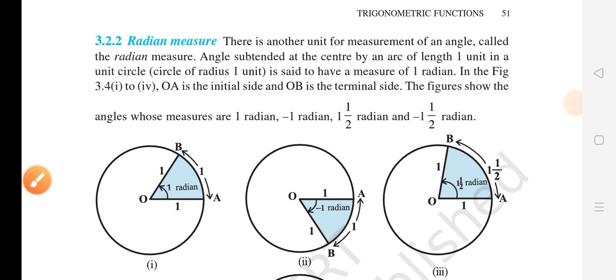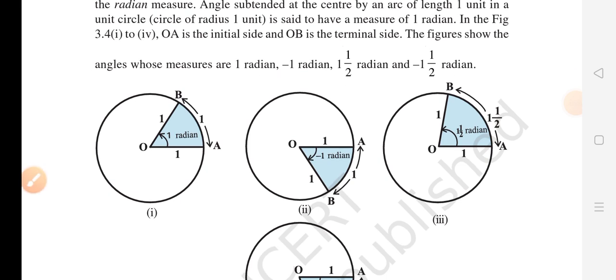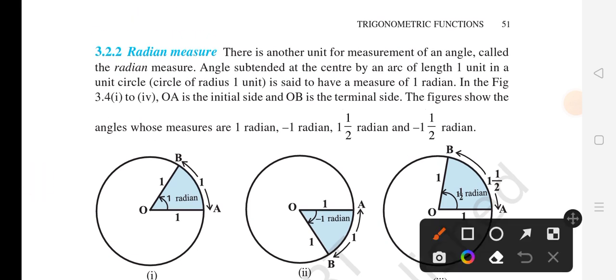So these are the concepts about degree measure. Now come to radian measure. What is radian measure? It is another unit for measurement of an angle. Degree is also a measurement of an angle. With the help of degree we can measure the angle. This is another unit for measurement of an angle called radian measure.